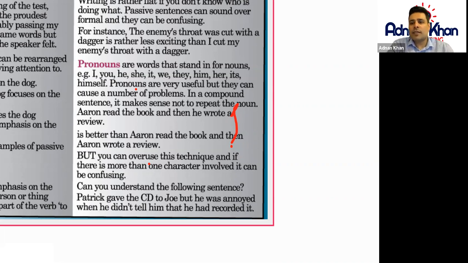But you can overuse this technique, and if there is more than one character involved, it can be really confusing. So if there was Aman, if there was Dan, if there was Bogo, if there was Rachel involved, and you kept on saying he did this, he did that, but when you said she did this, we know that it's Rachel because Rachel is the only she. But because you've got three males, you keep on using the pronoun he or they, then it does get confusing. So you've got to be very careful and you've got to balance your statements out. Patrick gave the CD to Joe, but he was annoyed when he didn't tell him that he had recorded it. That's just an example for you to follow in terms of using the pronouns.